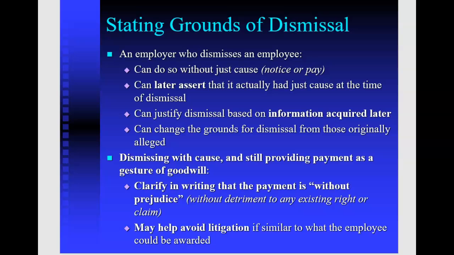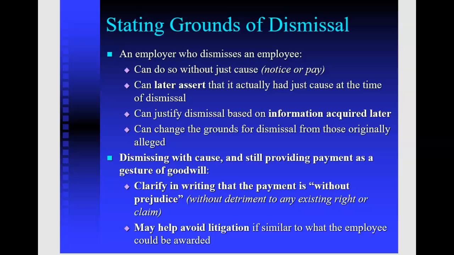The employer can also justify dismissal based on information acquired later. That's just exemplified. And if that is the case, the employer will then change the grounds for dismissal. Initially, the employee was dismissed without just cause, given reasonable notice or pay in lieu. But then, because the employer found out later that it had just cause for dismissal, it may change the grounds. And that may affect employment insurance, and may affect other rights of the employee.